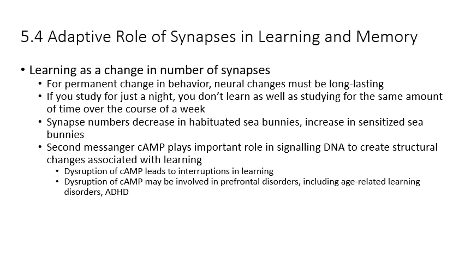There's a second messenger called cAMP that plays an important role in signaling DNA to create structural changes associated with learning. Disruption of the second messenger leads to interruptions in learning, and disruption may be involved in some disorders where we see problems with learning, including age-related learning disorders, so disorders where people are less able to remember and learn things as they get older, and also ADHD, attention deficit hyperactivity disorder.